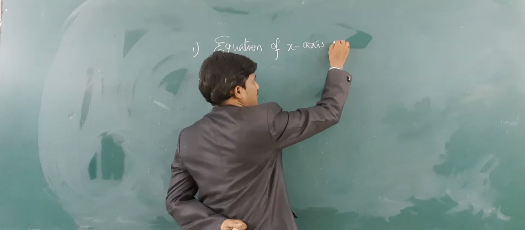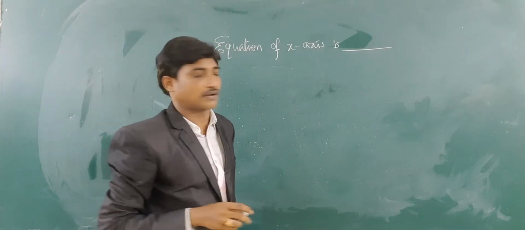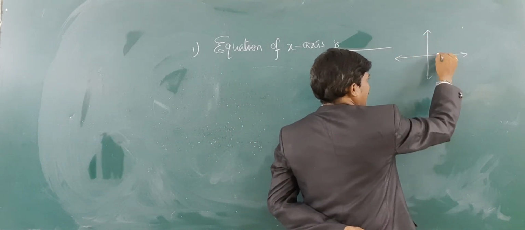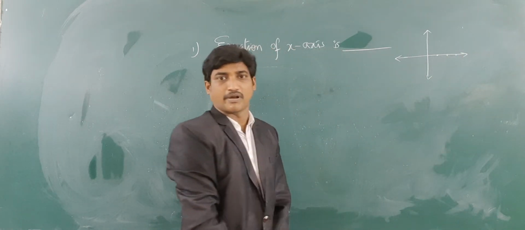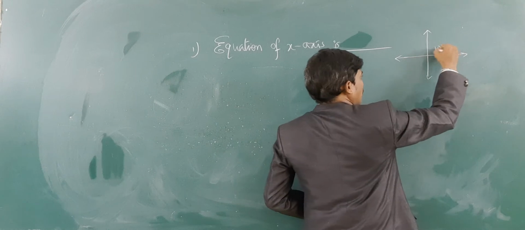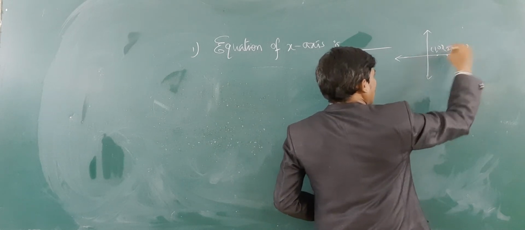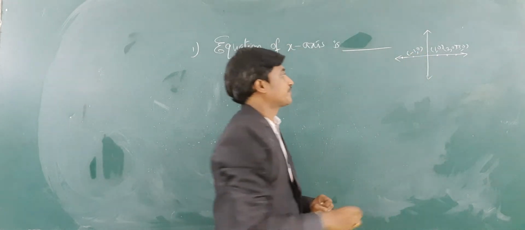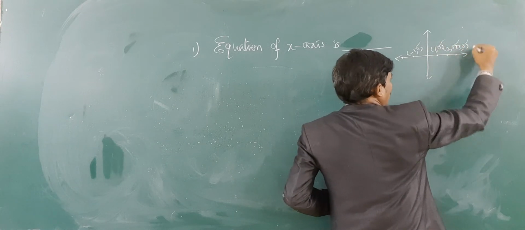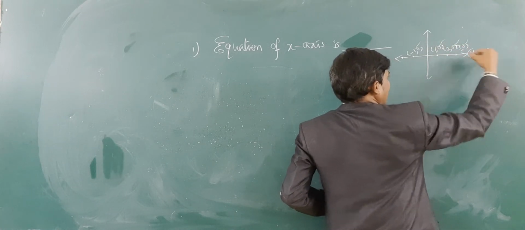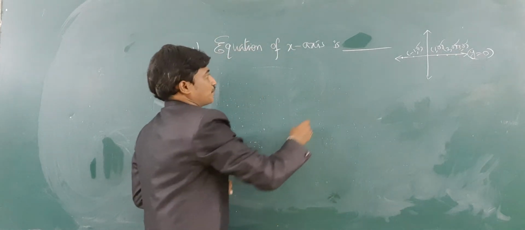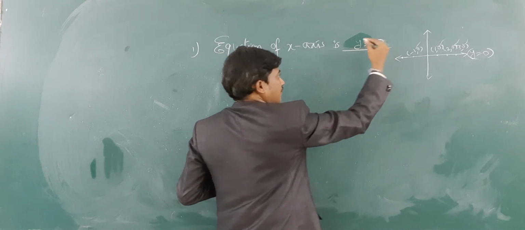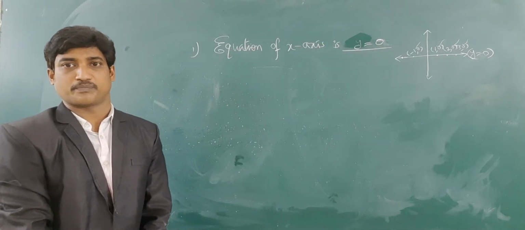Equation of x-axis is, as we know, every point on x-axis, the y-coordinate is 0: (1, 0), (2, 0), (3, 0), (-1, 0). We can write y-coordinate is 0, that is y is equal to 0. Equation of x-axis is y is equal to 0.